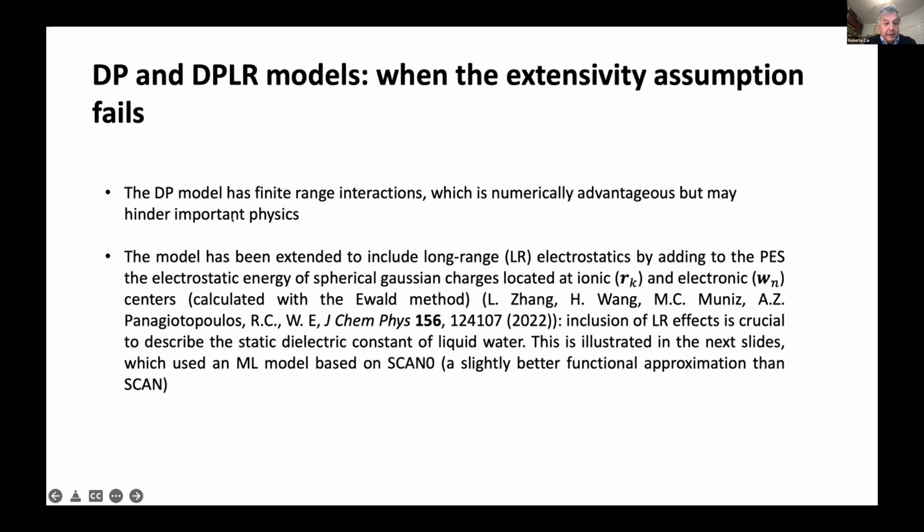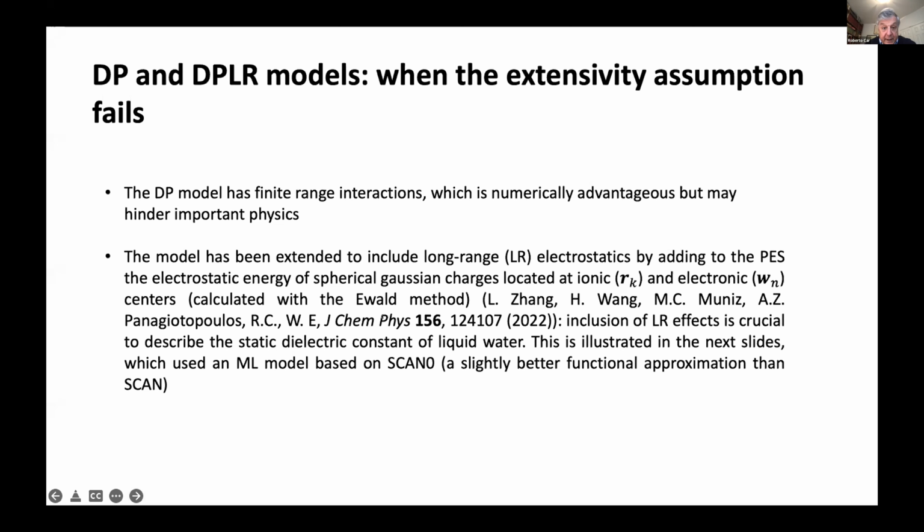In some cases, this assumption fails, and one has to include long-range electrostatic effects. These long-range electrostatic effects can be included non-empirically, again, by adding to the local neural network representation the electrostatic energy of a system of spherical Gaussian charges located at ionic and electronic centers, which is calculated with the Ewald method. The inclusion of this long-range effect is crucial in many cases.